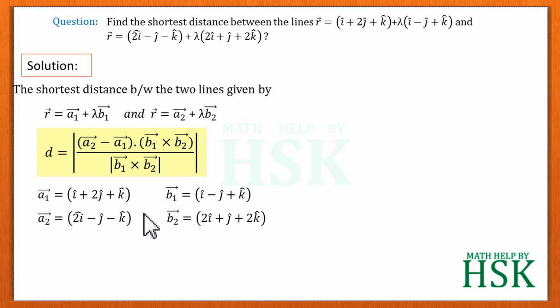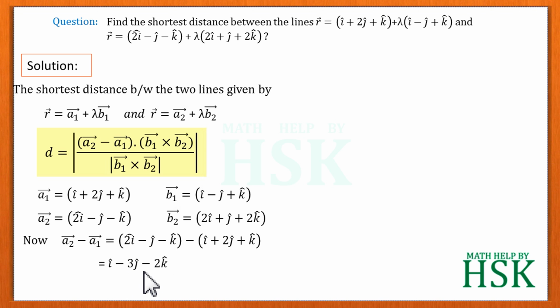So a2 − a1 is the difference of these two vectors, so this will be equal to 2i − j − k − (i + 2j + k). So this will be equal to i − 3j − 2k.